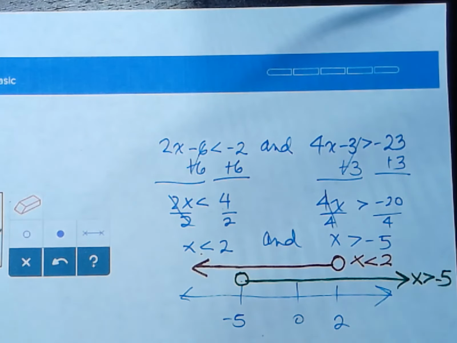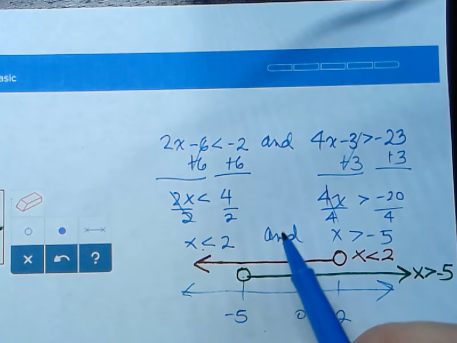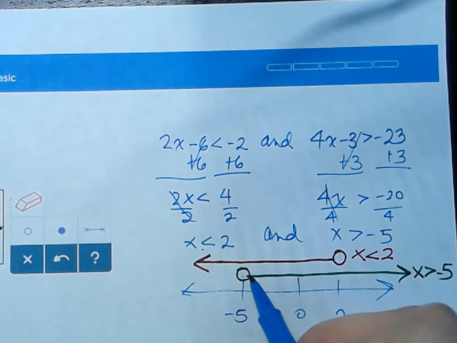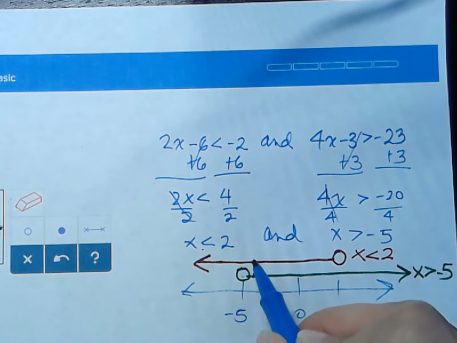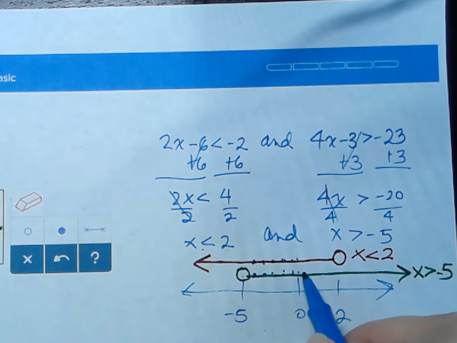Okay, so let's go back to that word and again. Like I said before, I'll give you $100 if you come to my house, you mow my grass, and you clean my house. So for this problem, you have to do both, meaning that the solution has to appear in both of the pieces. So all of these numbers that fall here are in both of those pieces.